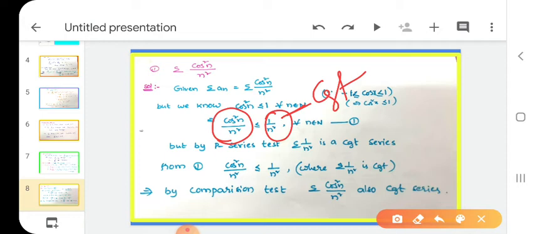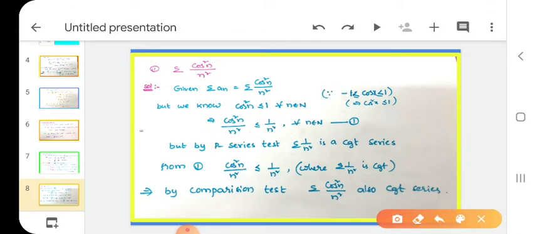If a series is convergent and larger than another series, then automatically, by the comparison test, cos square n by n square is also convergent. Here we have two series, cos square n by n square and 1 by n square. Which is the larger series? 1 by n square is the larger series and it is convergent. If the large series is convergent, automatically the small series is also convergent by the comparison test.